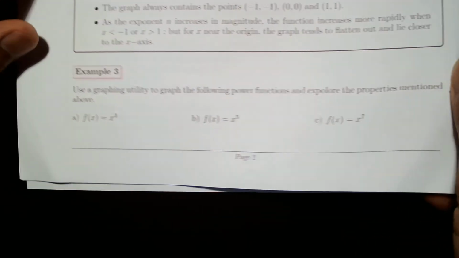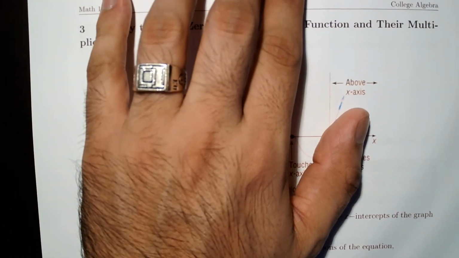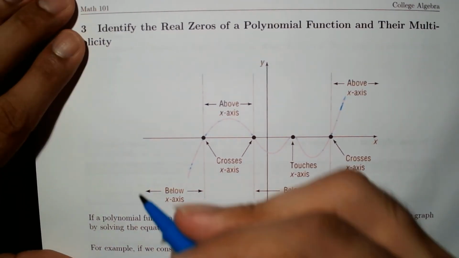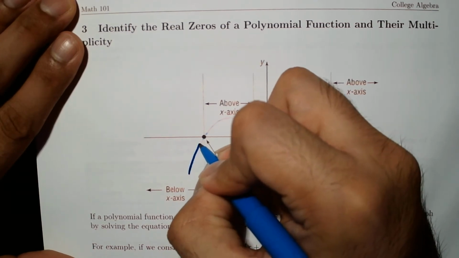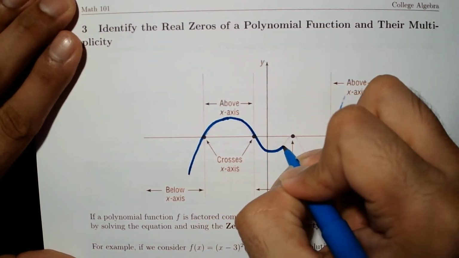All right, now let's identify the zeros of a polynomial. For example, let's see what we are going to have here. This is how in general the graph of a polynomial is going to look. Let me actually draw it because I ran out of ink.